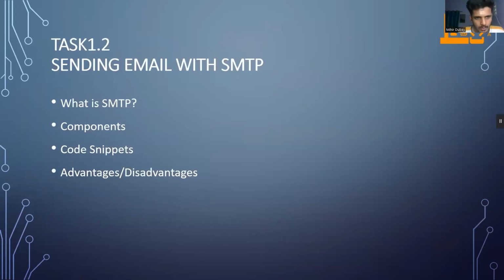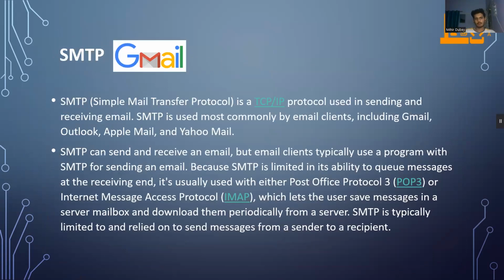And now I'm going to explain sending email with SMTP. I will explain what SMTP is and how it works, covering components, code snippets, advantages and disadvantages. SMTP is the Simple Mail Transfer Protocol, used for sending and receiving email. It is used by most clients, including Gmail, Outlook, Apple Mail, and Yahoo Mail. We can send and receive emails through SMTP, and we can also set the time and schedule it for the future.